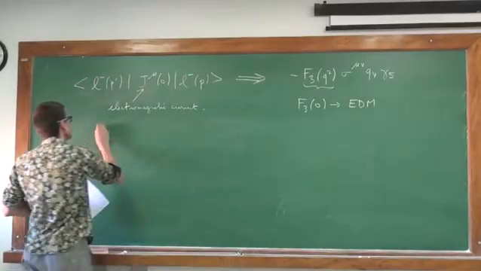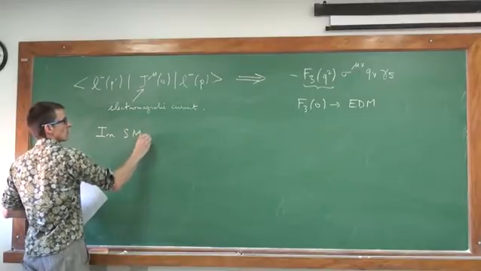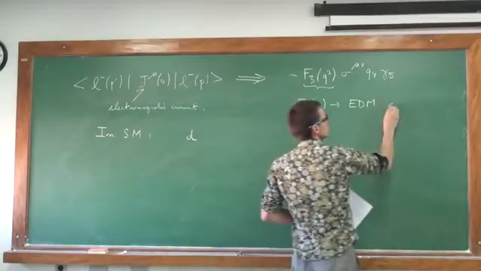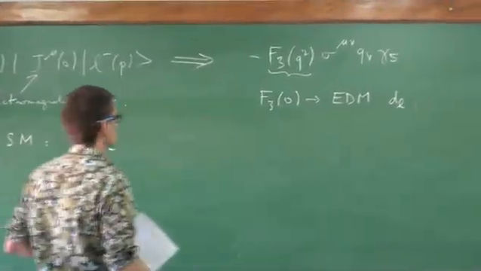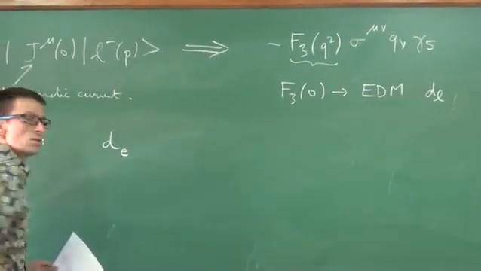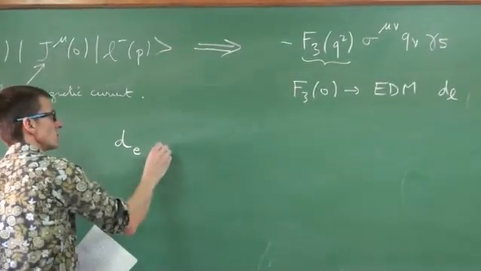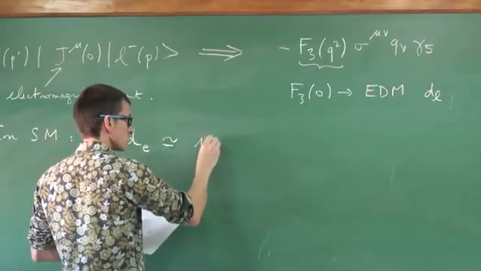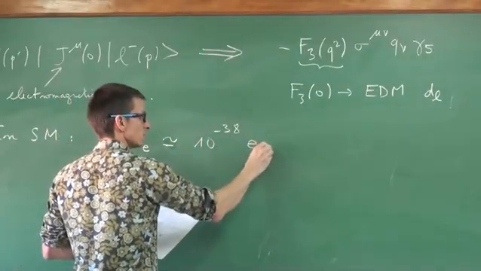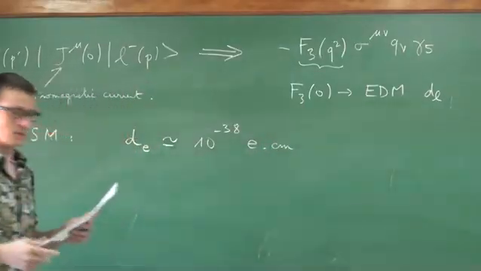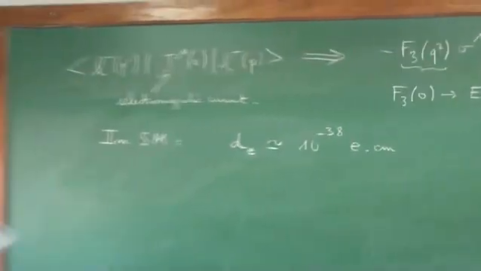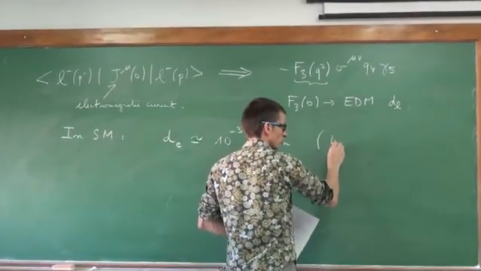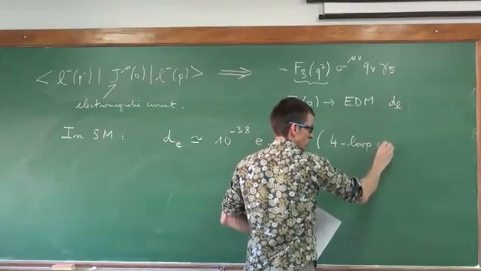In the standard model, the current value for d_l, for the electron, is 10 to the minus 38 centimeters. Okay, so this is very, very, very small. A tiny contribution, which comes from four-loop calculations.